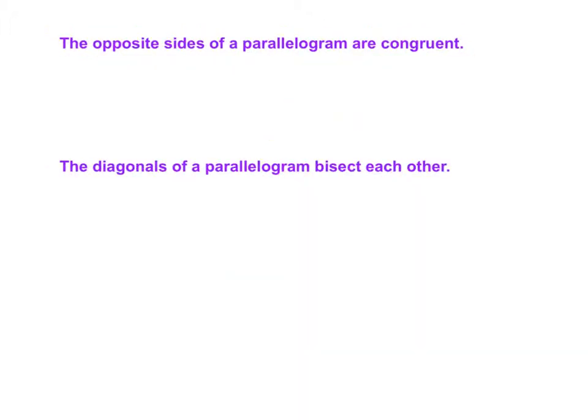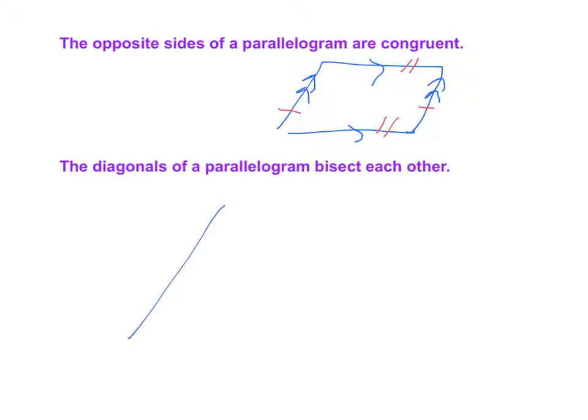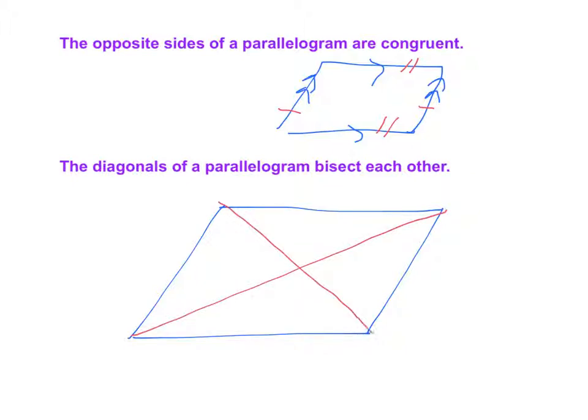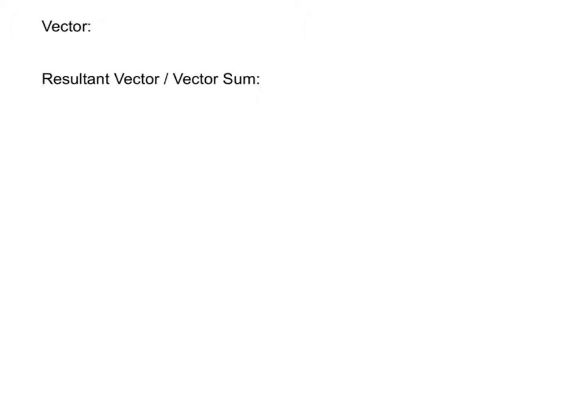Another conjecture, which is super useful to know, is that the opposite sides of a parallelogram are going to be congruent. So as well as being parallel, they're also going to be congruent. And then the diagonals of a parallelogram bisect each other. If we draw in some diagonals here and here, you can see that this is going to be congruent to this, and this is going to be congruent to this.